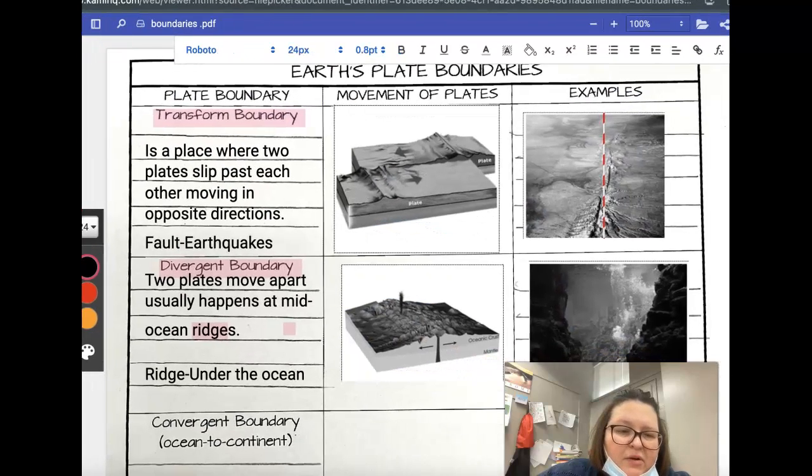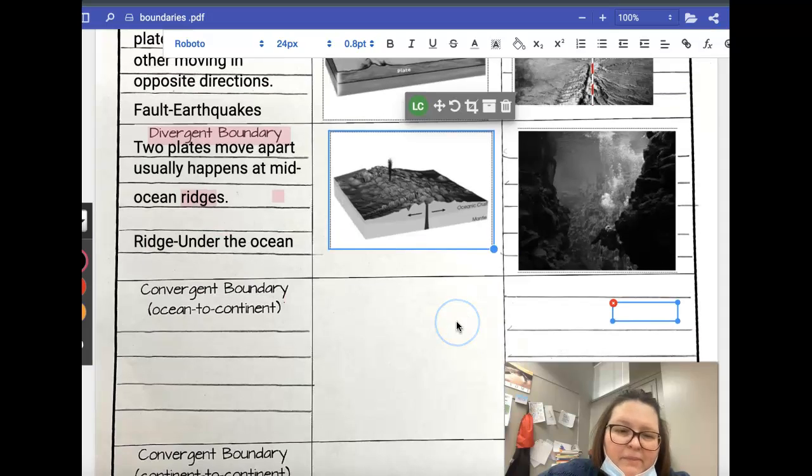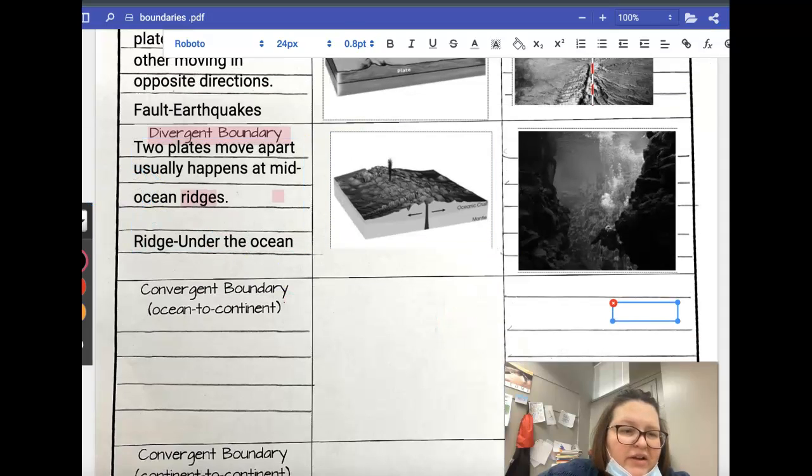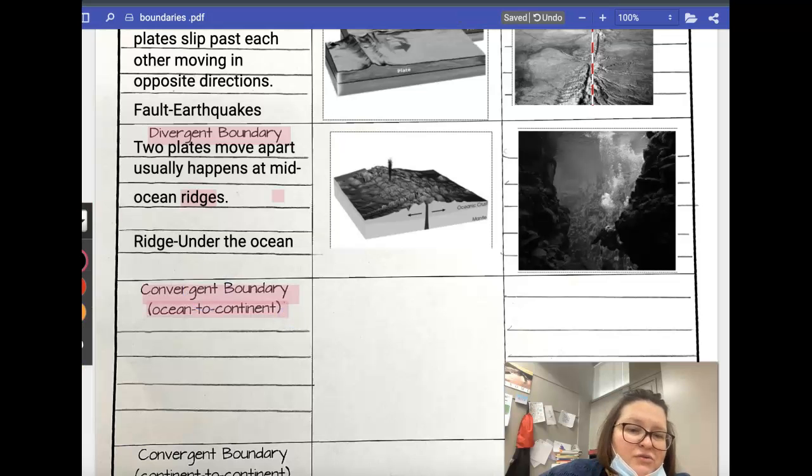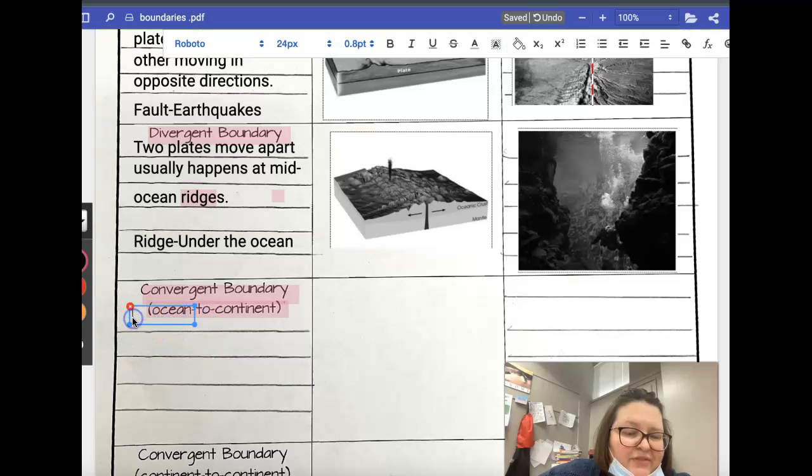The next boundary that you will need to write a definition for is convergent. Convergent means to come together. And specifically what we're talking about is where the oceanic crust meets the continental crust. And I know you guys already know that those are two types of crusts. So we're going to type out a definition.